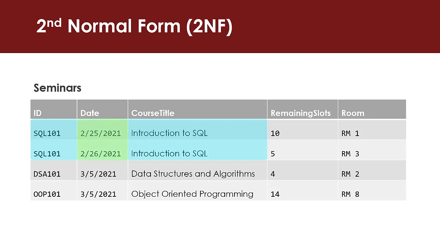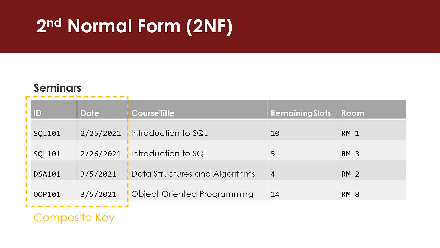Now, suppose we allow the same seminar to be repeated, but it has to be conducted on a different date. With this rule, we cannot use the seminar ID as a primary key because it does not uniquely identify each record in this table, meaning it is repeated. But the combination of seminar ID and date field makes a unique value that we can use as a primary key. This is known as a composite key.